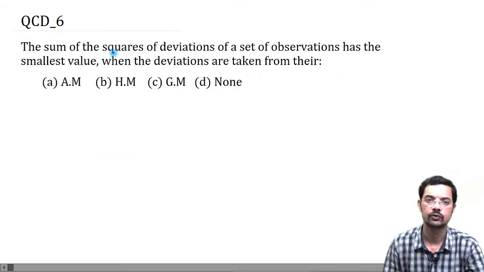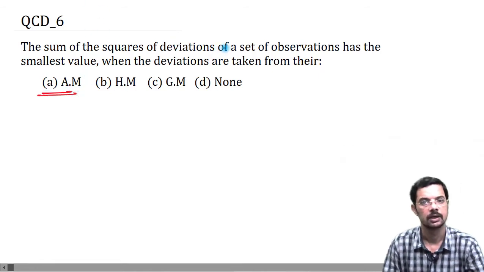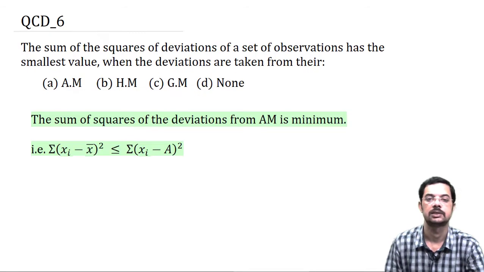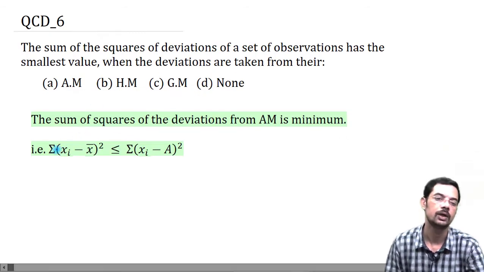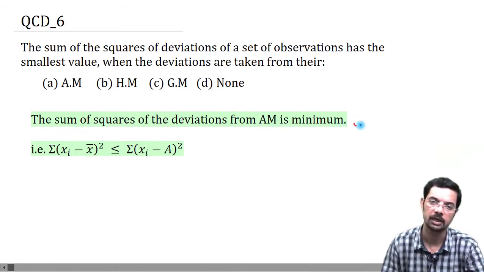Next question. Sum of squares of deviations of a set of observations has the smallest value when the deviations are taken from which of the following values? We have studied in the properties of arithmetic mean that the sum of squares of deviations taken from the arithmetic mean is minimum. Sigma xi minus x bar whole square is less than or equal to that about any other value. If you take any other value as the assumed mean, the sum of squares of deviations is larger than that taken from the arithmetic mean. So we have A as the correct answer.